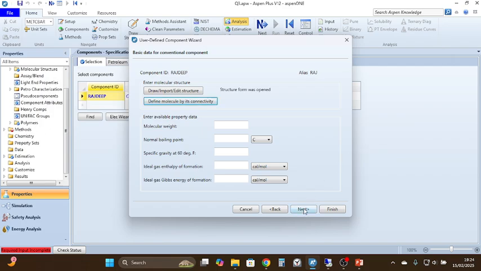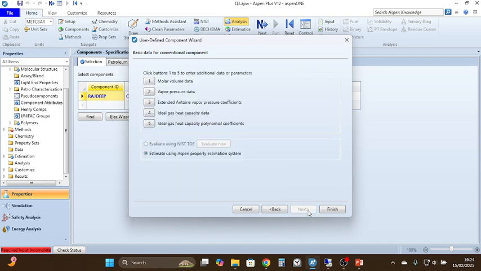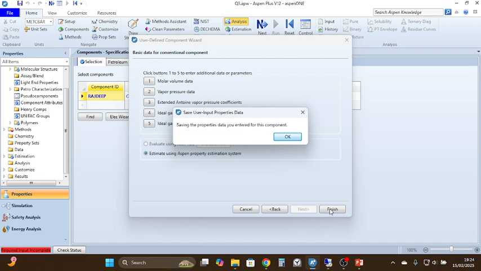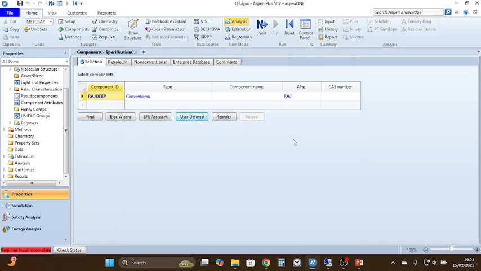Over here you can see that the structure form was opened. It is better if we can fill up these forms with these values, but since we don't know them, we are not going to do anything. We are going to estimate using property estimation over here. So we are going to click on finish, click on OK, and select next.